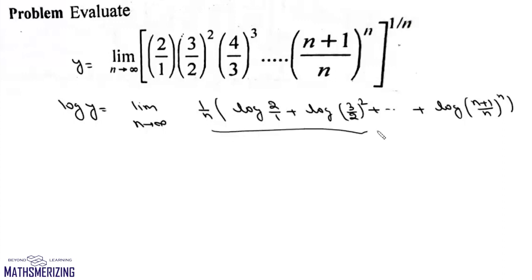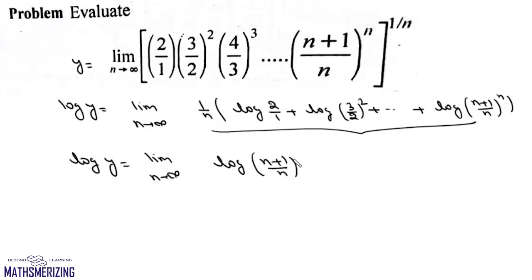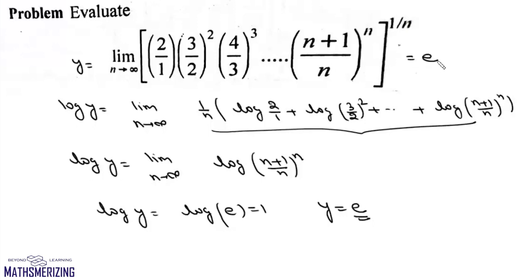Now we'll use Cauchy's first theorem. We can write log y equals this limit n tends to infinity a_n, and a_n in this case is log of (n plus 1 upon n) whole to the power n. Now this is log y, and it'll be this log, and this is the standard limit (1 plus 1 by n) to the power n when n tends to infinity, and this is nothing but e. Log e is 1. If we take anti-log, the value of y is simply e. So the value of this limit is nothing but e.